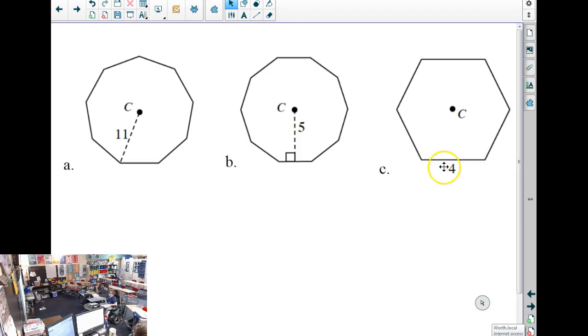I feel like this is edge length here, altitude there, radius here. And that is what we call the radius of the polygon. It goes from the center point to the edge point.